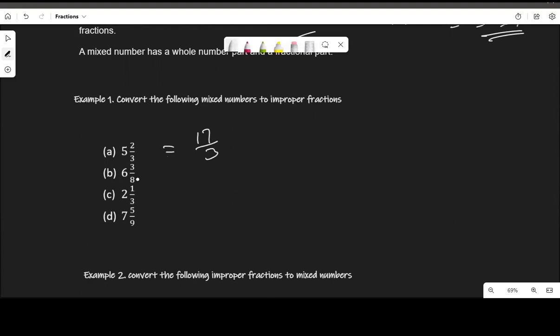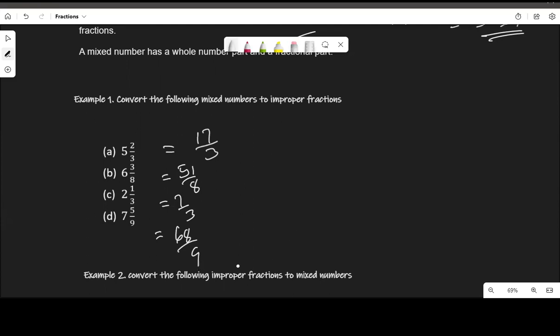Then for this 6 whole number, 3 over 8, we multiply 6 by 8, add the result to these 3 up here. And 6 multiplied by 8 is 48. 48 plus 3 is 51. And this is 51 over 8. Then 2 whole number, 1 over 3, 2 times 3 is 6 plus 1 is 7, so 7 over 3. Then lastly, 7 whole number, 5 over 9, we multiply 7 by 9, add the result to 5. 7 times 9 is 63. 63 plus 5 is 68, so here is 68 over 9. And so it goes like that.